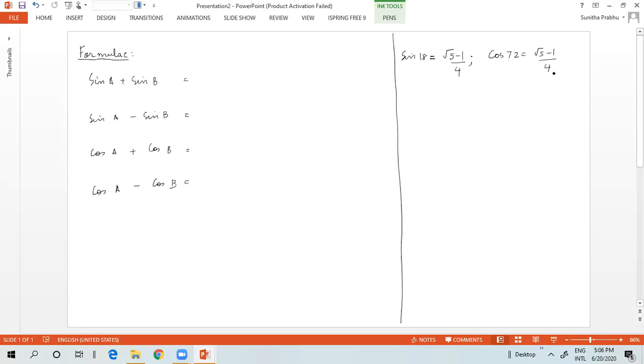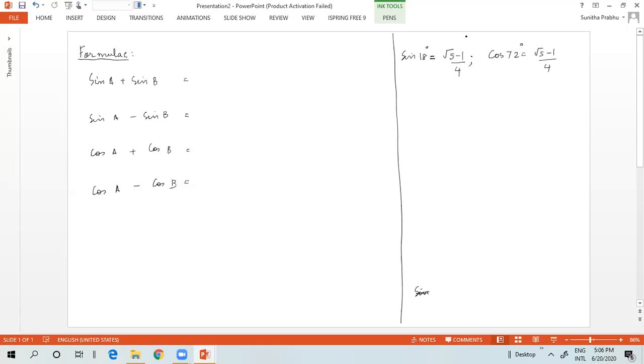Now, Kushi, one small question. Can you guess why cos 72 will have the same value as sine 18? Or the complement of it. So what you're telling is, that's the complement, fine, but why? Sine 90 minus theta is nothing but cos of that angle. Yeah, this much is enough here. Okay, so that's a good answer.